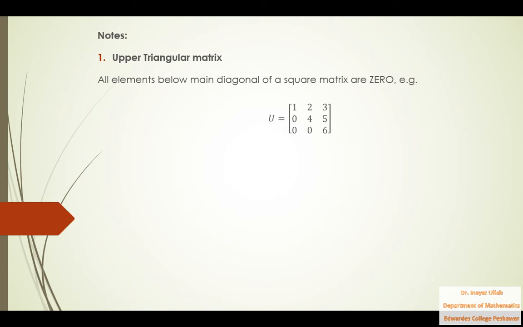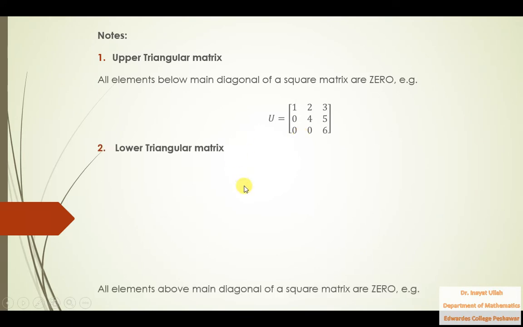For example, you see that this is the main diagonal of this square matrix, and below this main diagonal all these elements are 0, so this is an upper triangular matrix. The upper triangular matrix is denoted by U, so U is equal to this. The second one is the lower triangular matrix.